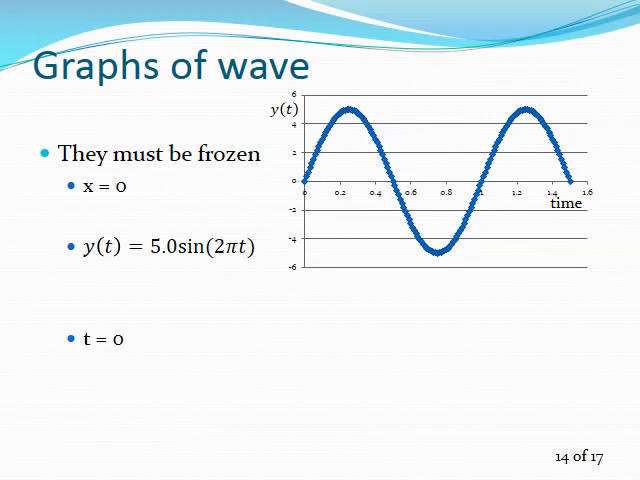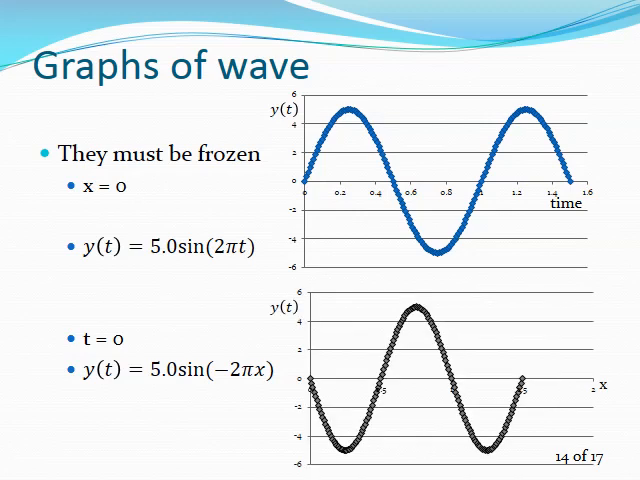Now, I can do the same thing, but I can freeze t. I'm looking at the entire string now at t equals 0. I'm looking at every position on the string at t equals 0. So it's like taking a picture at t equals 0 of where the string would be located at that point. And if I do that, I get this particular representation.